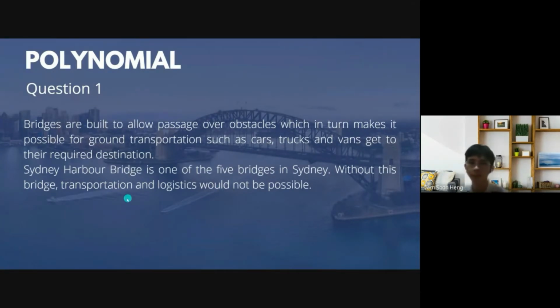Hi Doctor, my name is Tham Heng. I will explain question 1 of the polynomial. The bridges are built to allow passage over obstacles, which in turn makes it possible for ground transportation such as cars, trucks, and vans to get to their required destination. Sydney Harbour Bridge is one of 5 bridges in Sydney. Without this bridge, transportation and logistics would not be possible.